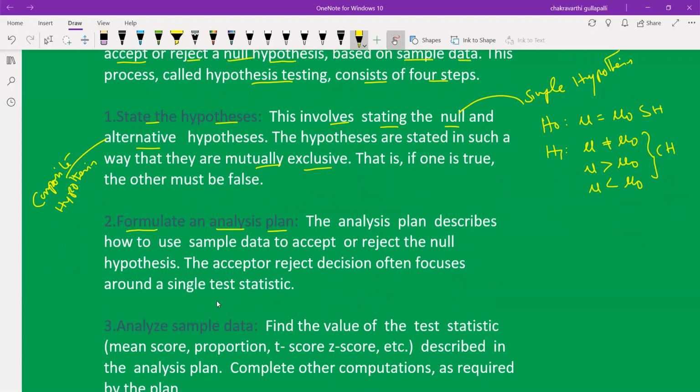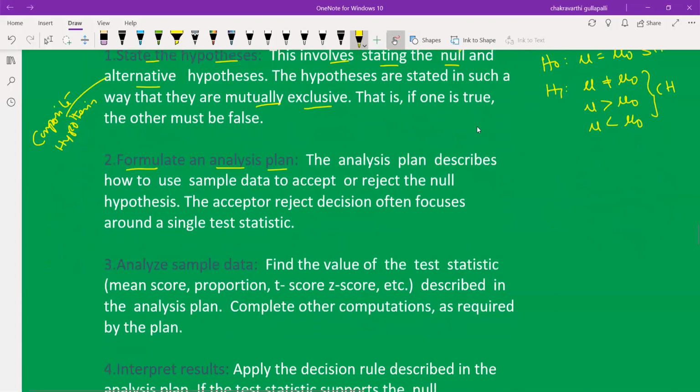Second one, formulate the analysis plan. The analysis plan describes how to use sample data to accept or reject the null hypothesis. Very, very, very important. Here is the population. Draw a sample. Population parameter theta. T is a function of sample observations, T of x1, x2, xn. Using this sample data, how to accept this hypothesis? H naught: theta is equal to theta naught. H1: theta not equal to theta naught.